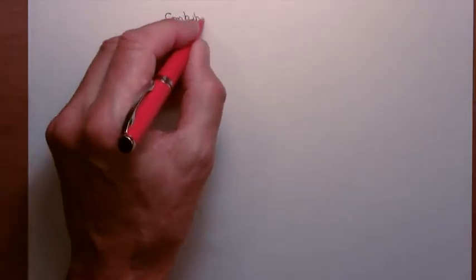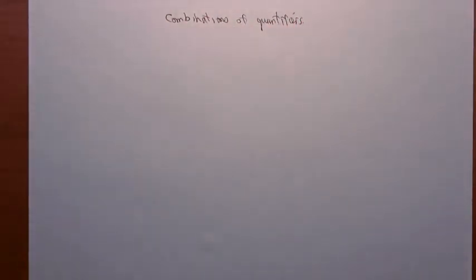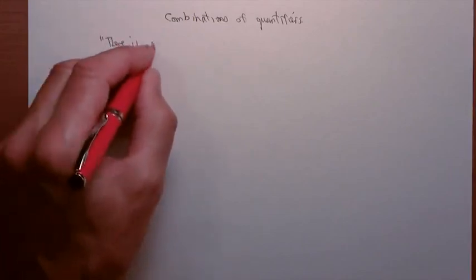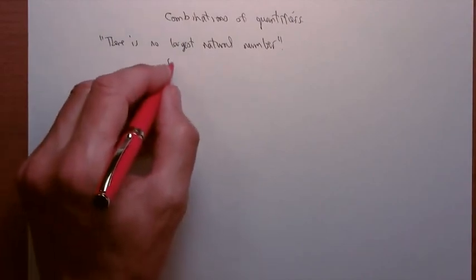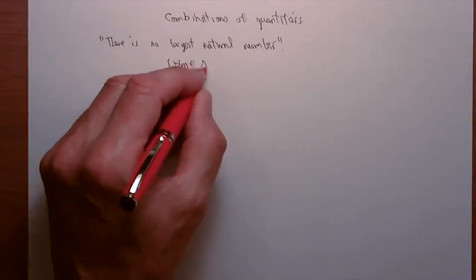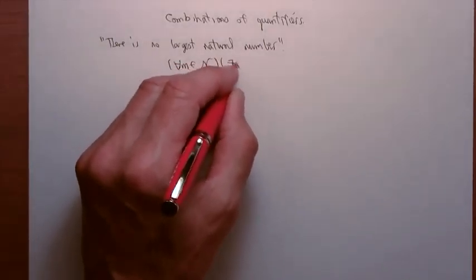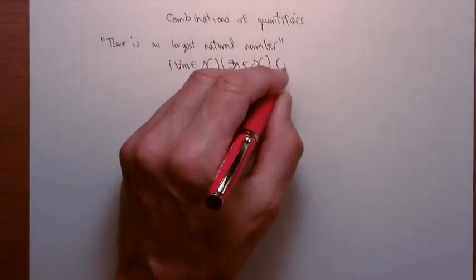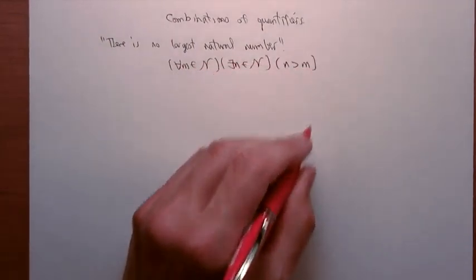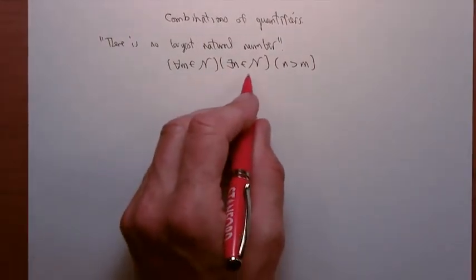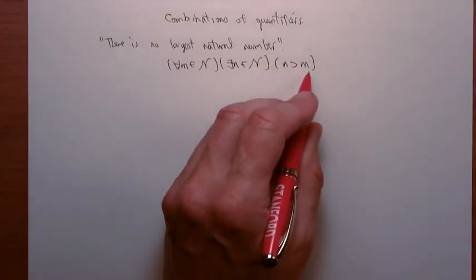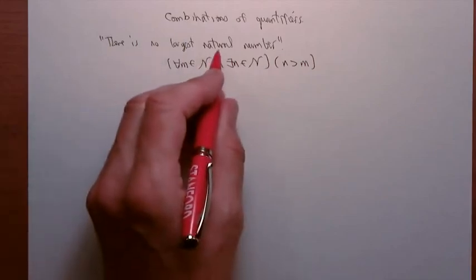Okay, let's take a look at combinations of quantifiers. Most statements in mathematics involve two or more quantifiers combined. For example, if I want to say there's no largest natural number, what I would write is this. For all m in the set of natural numbers, there is an n in the set of natural numbers such that n is bigger than m. For all natural numbers m, there is a natural number n such that n is bigger than m. That clearly says there's no largest natural number.